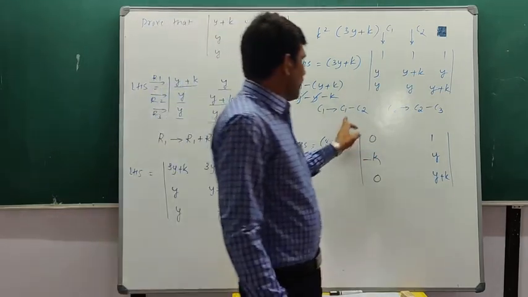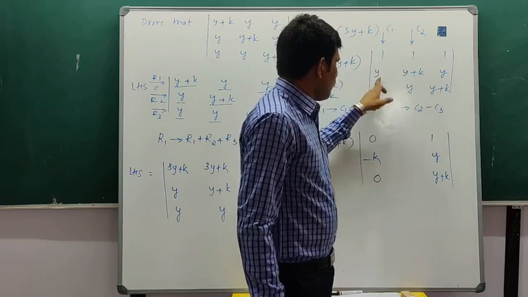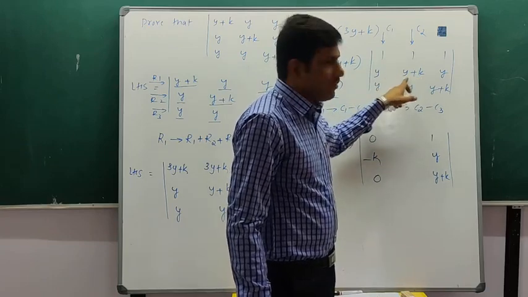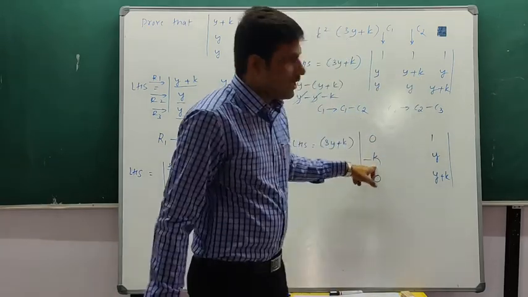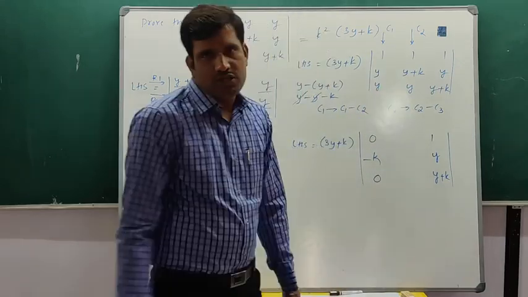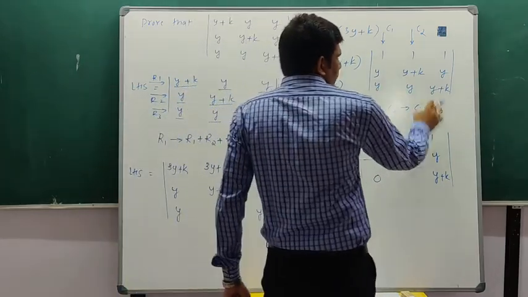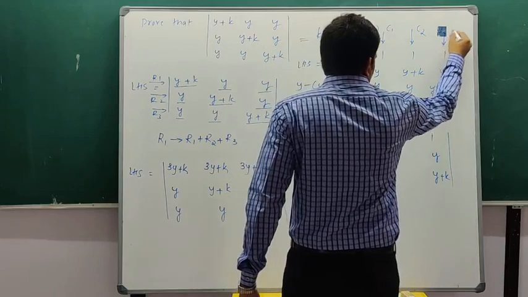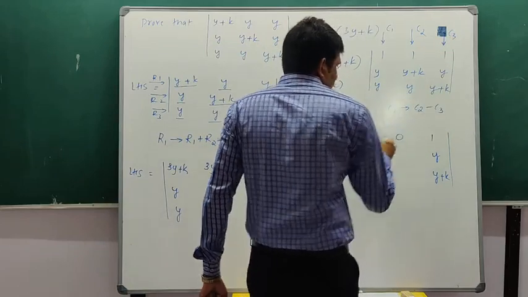Right? So I am doing C1 minus C2, 1 minus 1 is 0, y minus k plus y minus will get cancelled, that is minus k. Now y minus y will be 0. Next C2 changes to C2 minus C3, 1 minus 1, this is C3. So 1 minus 1, that is 0.